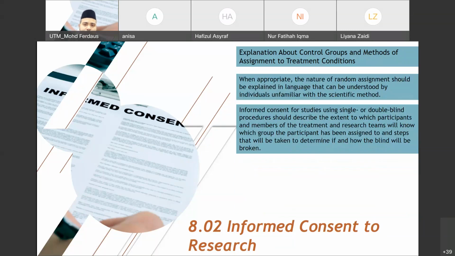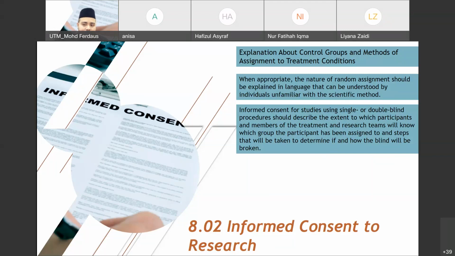Okay, similar again on explanation of control groups and methods of assignment. When appropriate, the nature of random assignment should be explained in language that can be understood by individuals unfamiliar with the scientific method. Not all of our participants have the opportunity to study experimental design, so we need to lower our level and simplify our terminology and jargon to make sure that they understand the procedures required.